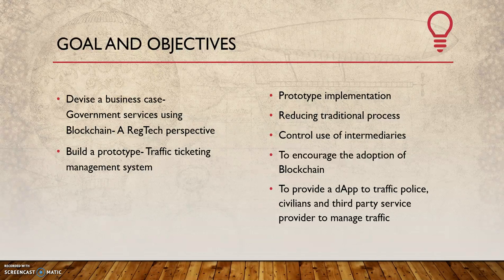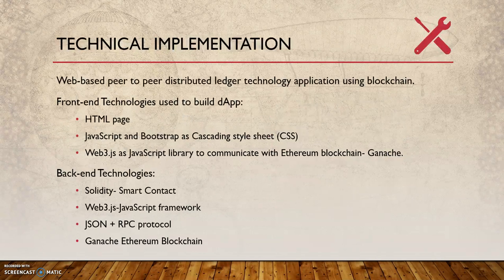The project objectives are a prototype implementation of driving ticketing system, removal of the traditional processes, manual and paperwork of managing ticketing system by governmental bodies, control use of intermediaries in driving record management department, to encourage the adoption of blockchain used for public service administration, to provide a distributed app to traffic police, civilians and third-party service providers to manage traffic. Let's move on to our technical implementation.